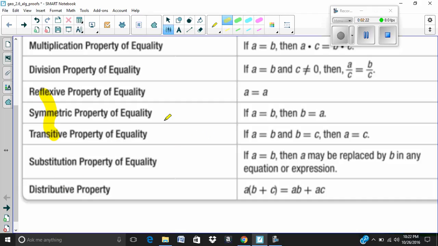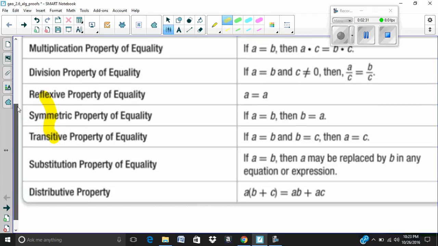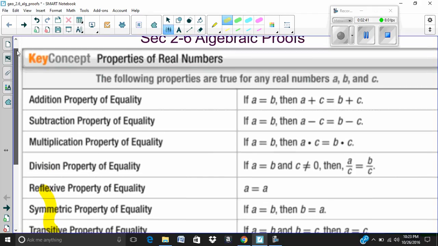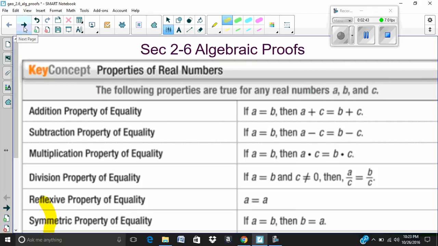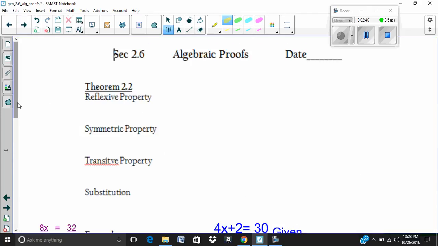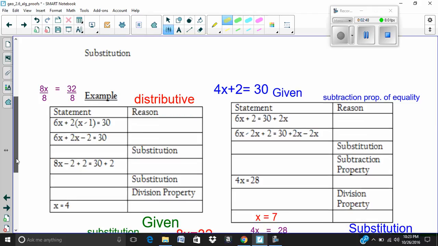So, like I said, you are pretty much in charge and responsible for knowing all the different properties here. We will be using them as we go through our proofs, especially when we get into things involving segment proofs, angle proofs, stuff with parallels. They're definitely going to come into play. So make sure that you are aware of those. So we'll get started here with a couple of examples in terms of what a proof actually looks like.